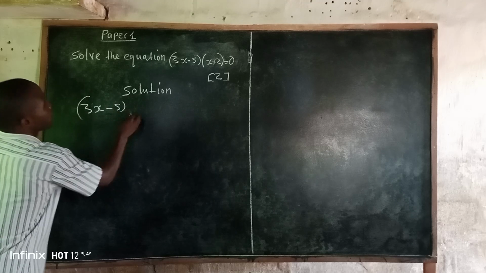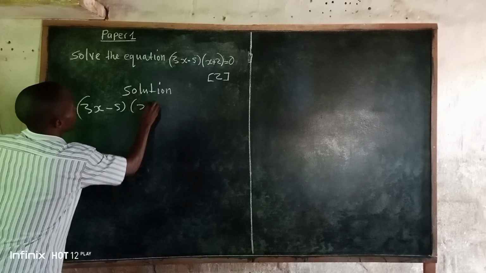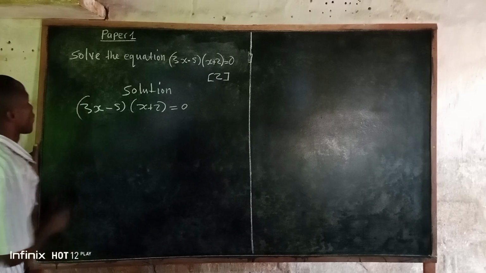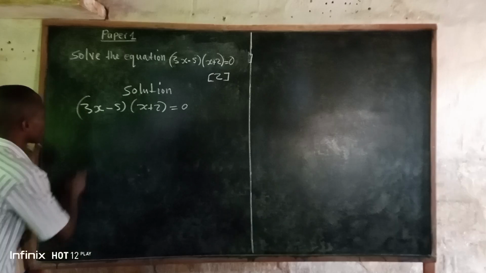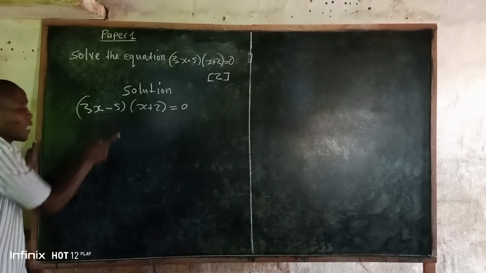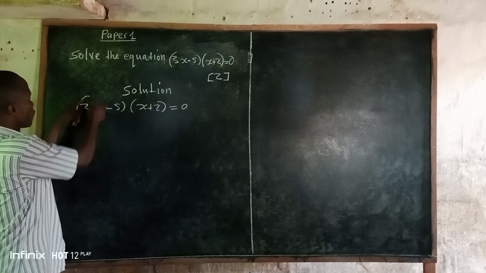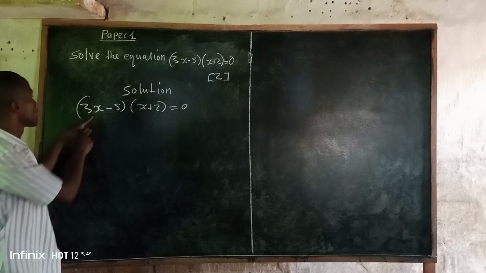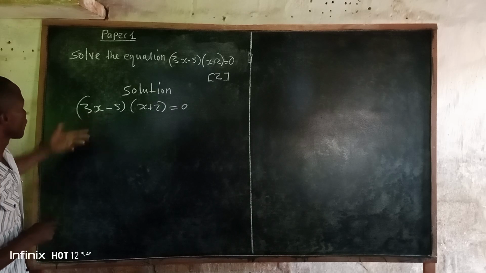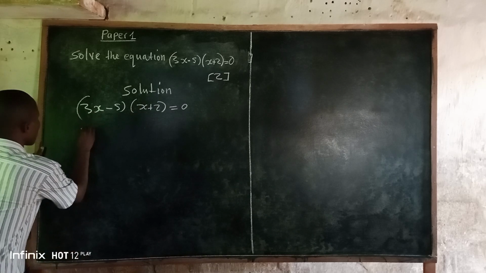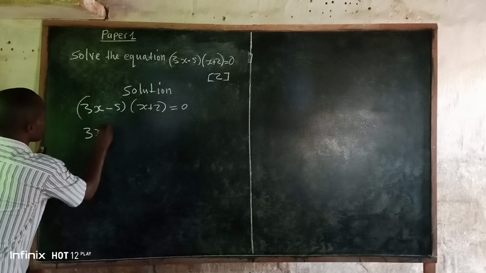Let me write it down here. So this is the equation. Now when expanding, we always multiply. First, you start with the first term, which is 3x. So you say 3x times x. The answer is going to be 3x squared.